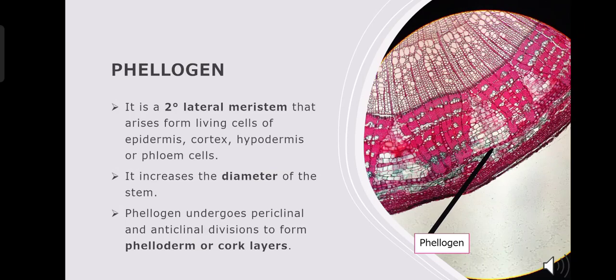First, the phellogen. It is a secondary lateral meristem that arises from living cells of the epidermis, cortex, hypodermis, or the phloem cells. It causes increase in diameter of the stem. The phellogen undergoes periclinal and anticlinal divisions to form the phelloderm and the cork layers.